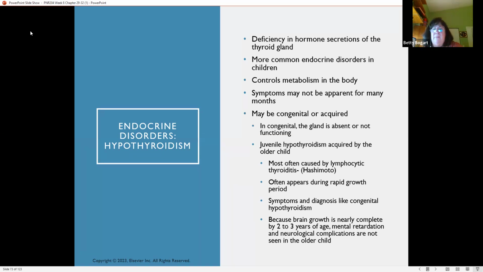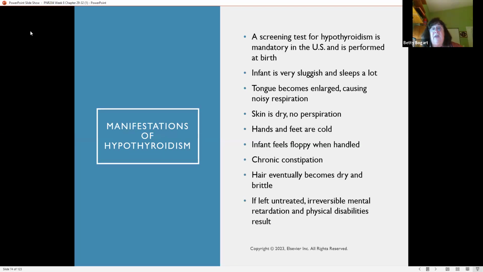So remember, sometimes these children get too much, too little, and once they get placed on their therapy, they grow better and their cognition will be better. Now, if the thyroid stops producing what it should and they're older, usually that cognition is not going to be as affected as it is in young children. Young children really need their thyroid hormone.